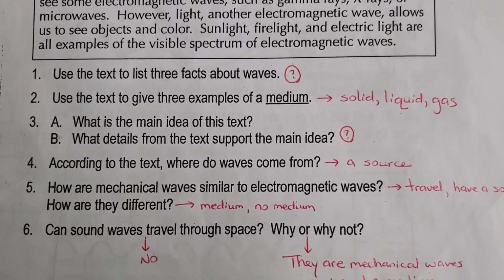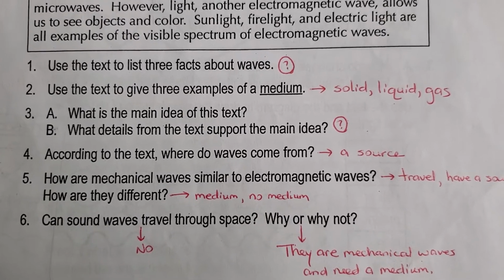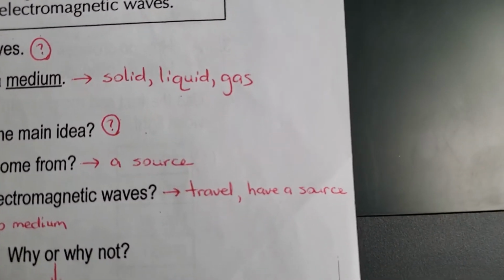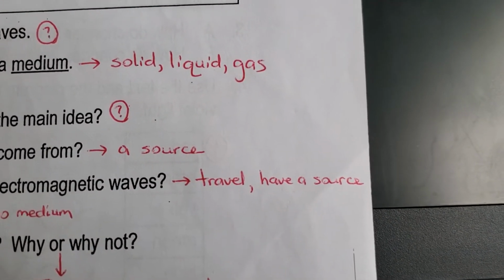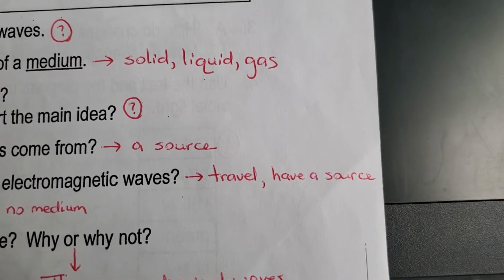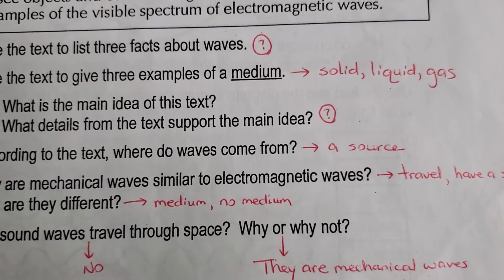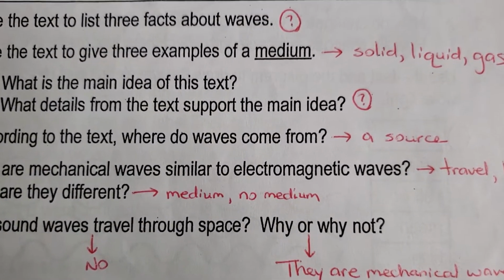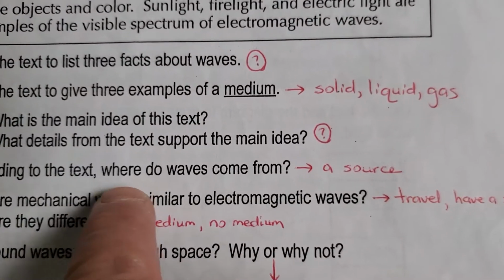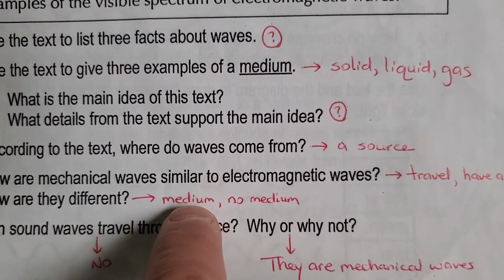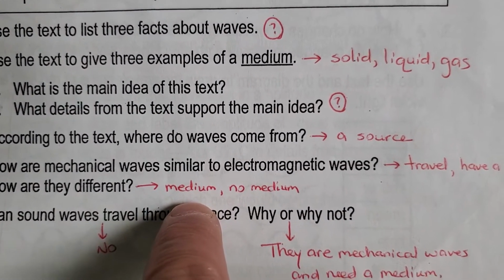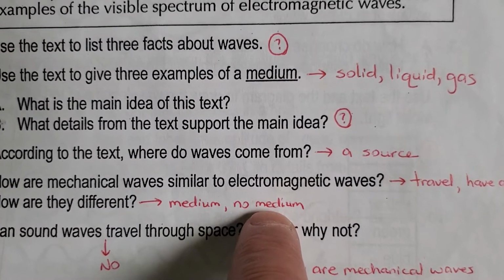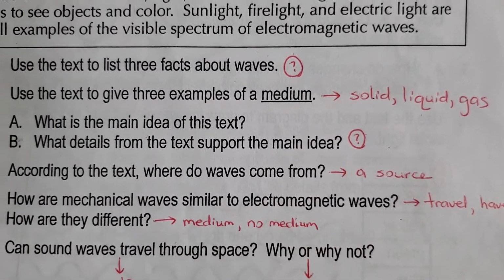All right, number 5. How are mechanical waves similar to electromagnetic waves? Now we're comparing the two main types. Well, I said they all travel from one place to another, they all have a source, and you could have said other things as well. Next one says, how are they different? Well, the main difference is that mechanical waves need a medium. They need something to travel through, a solid, a liquid, or a gas. Electromagnetic waves do not need a medium. They can travel through space where there is no solid, liquid, or gas. Remember, space is empty, right?